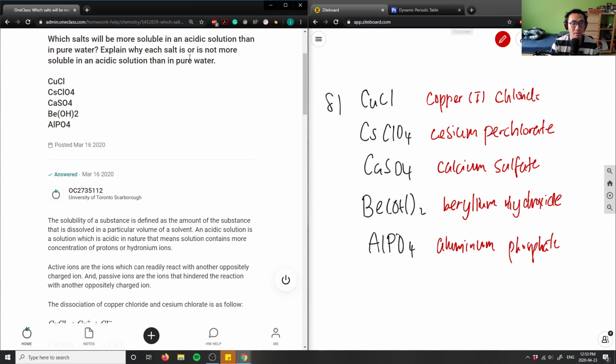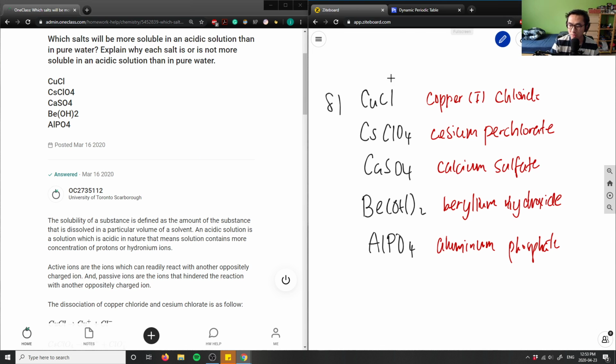So it says, which will be more soluble in acidic solution than pure water? So we're comparing, here, let me do this in blue. We're comparing water and acidic solution. This is water versus acidic solution.